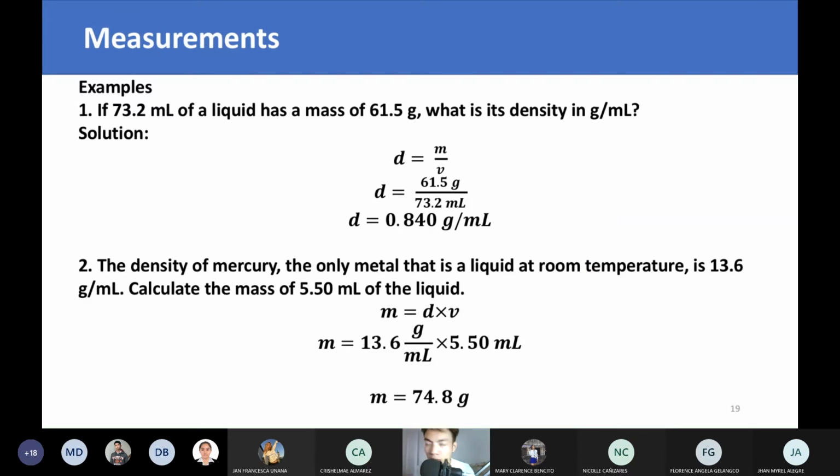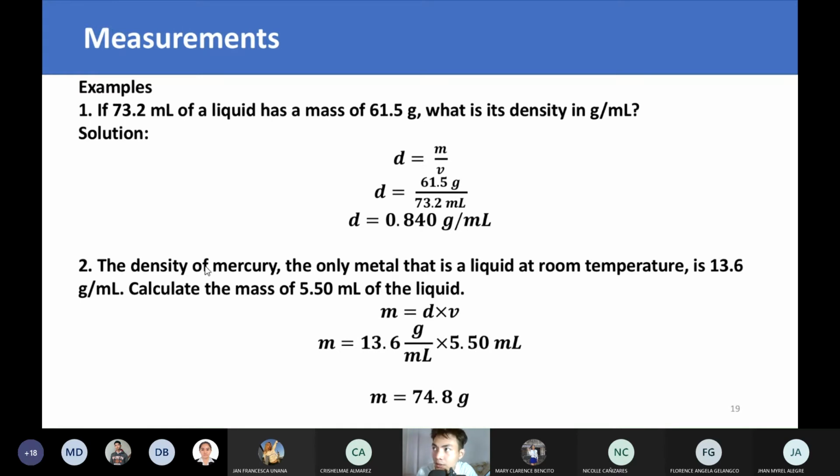Okay. So if 73.2 ml of a liquid has a mass of 61.5 grams, what will be its density in gram per ml? So ano lang, divide mo lang yung mass by the volume. Okay. So nasa taas, numerator mo yung 61.5. Sa denominator, andun yung 73.2 ml. And obtain the ratio, you will get the density equal to 0.840 grams per ml.